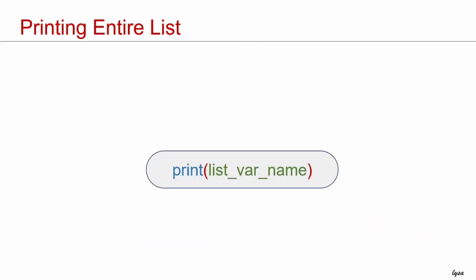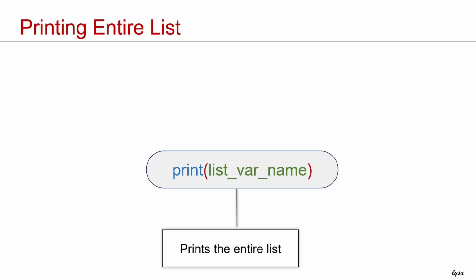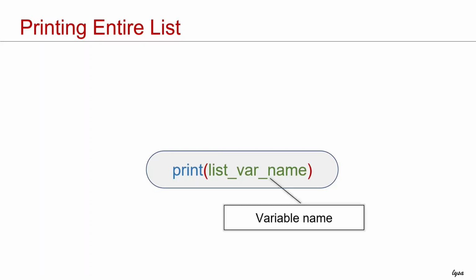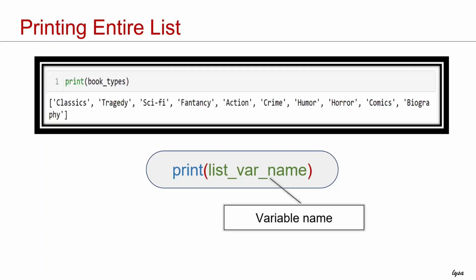Now, how shall we print an entire list? A very simple syntax: print, followed by the variable name. Print is a built-in method, and of course we give the variable name. This is given as an example here, where we just give print followed by the variable name book underscore types.